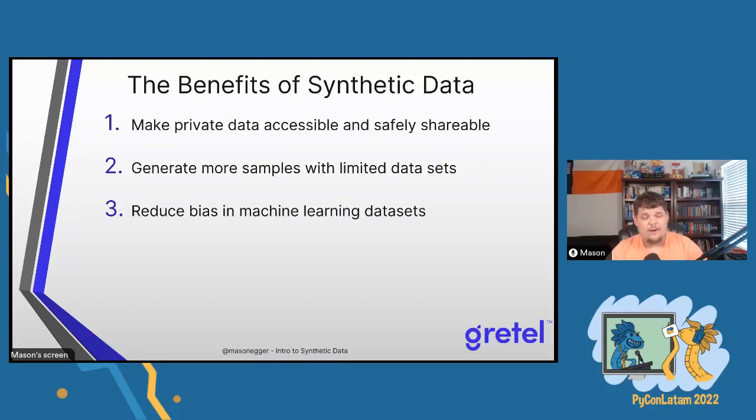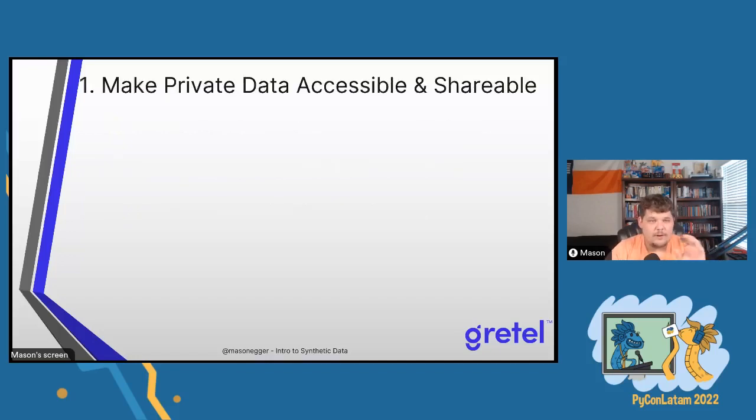This is actually a really cool one. I'm going to talk to you about a case study, and I'll even point you to the Jupyter Notebook where we were able to do this. So let's talk about the first one, making private data accessible and shareable.